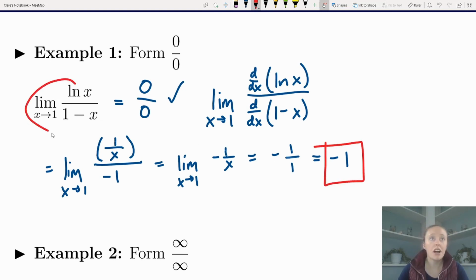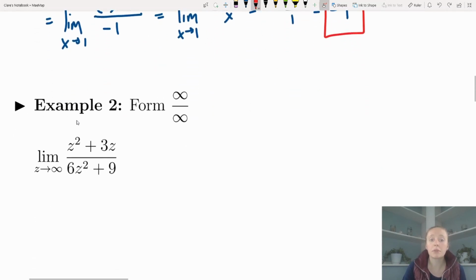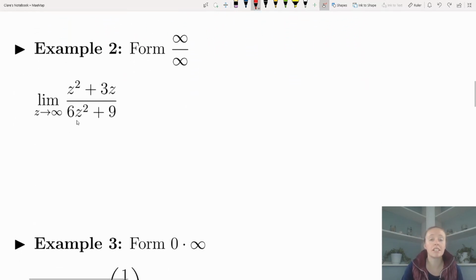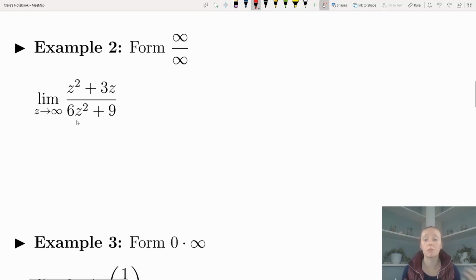So the limit of our function ln of x over 1 minus x, as x approaches 1, is negative 1. Now in example 2, we can go ahead and jump right in because we're in a proper form to where we can take the derivative of the numerator and put it over the derivative of the denominator. You can see that if I plugged infinity in, I'd get infinity over infinity.